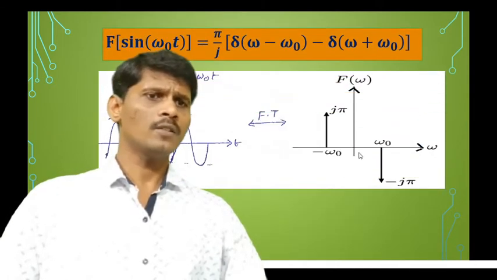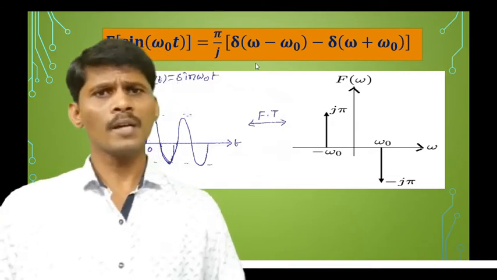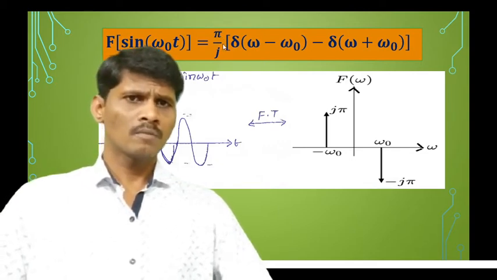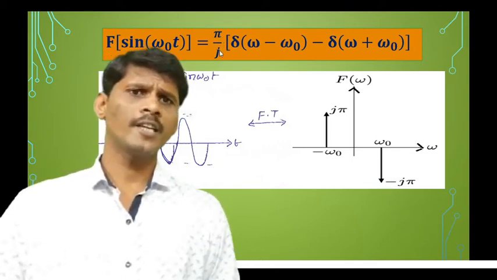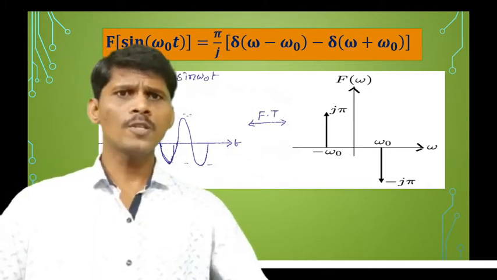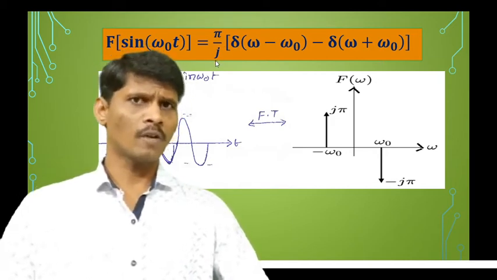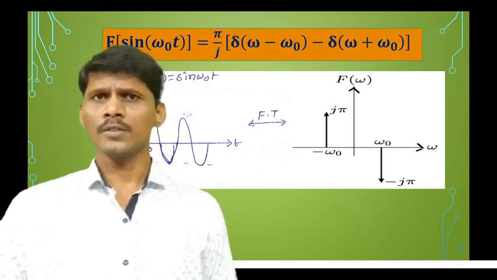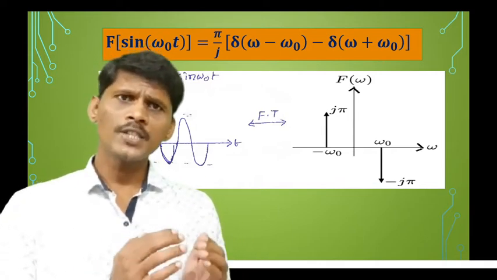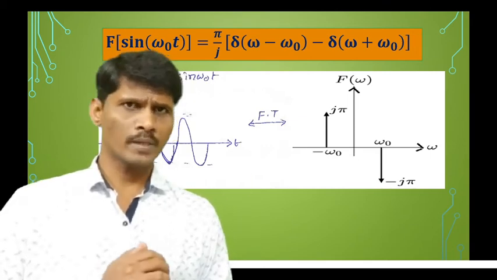Now I am explaining the other graphical representation. What is the magnitude of both impulse functions? Pi by j. In this equation, multiply the RHS numerator and denominator by j. After multiplying, what is the numerator term? Pi j. And the denominator: j is already there, so j into j is j square, and j square value is minus 1. So what is the resultant equation? Minus pi j into del of omega minus omega naught minus del of omega plus omega naught.